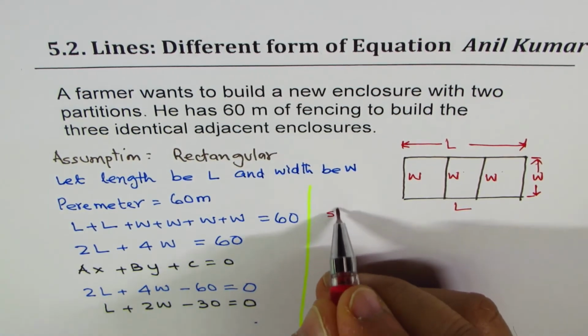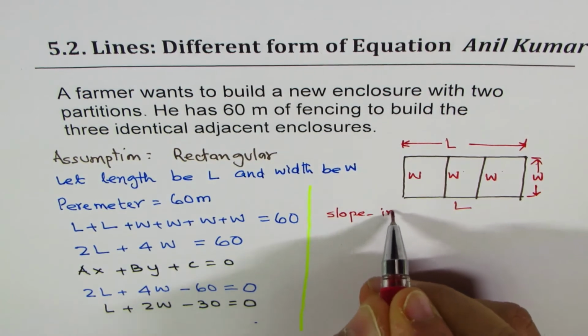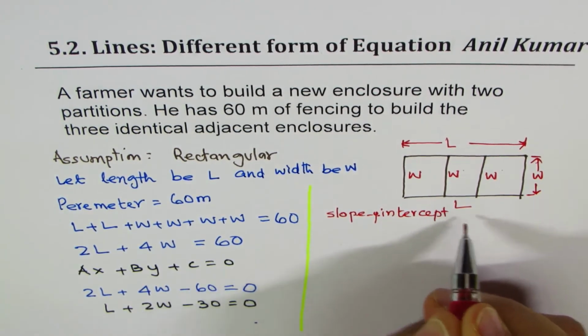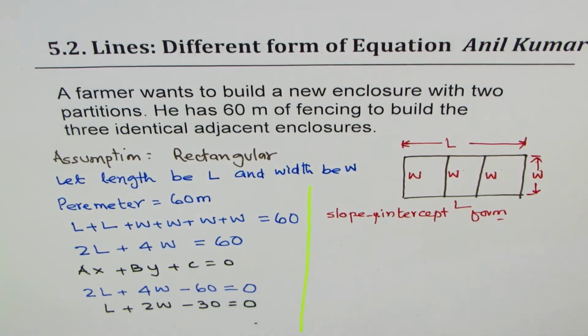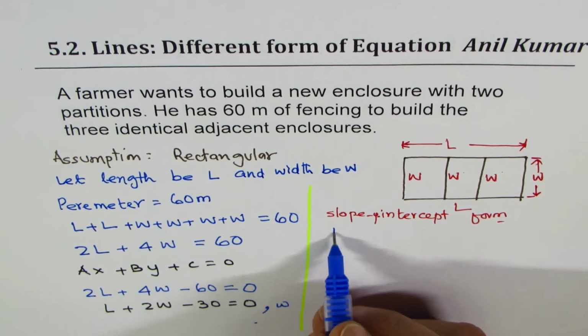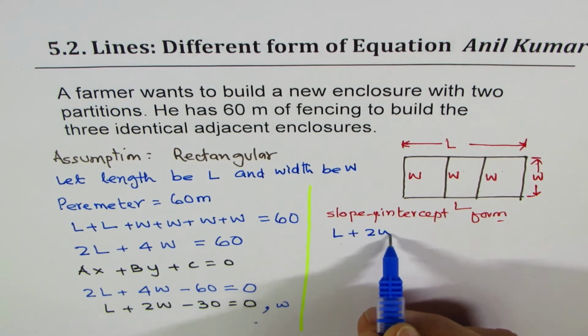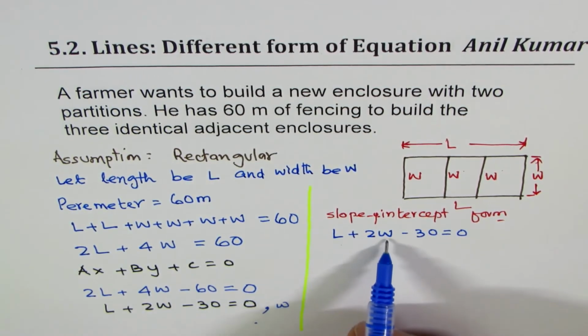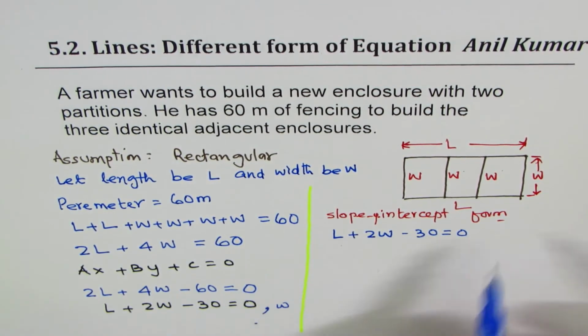Let's write this in slope-intercept form. So when I say intercept, I mean y-intercept. Okay. That means we have to isolate any one variable. So let's isolate W. Okay, we'll get some fractions, that's fine. So we'll work with L plus 2W minus 30 equals 0. Since I have to isolate W, I'll keep it here and take all other terms to the right side.